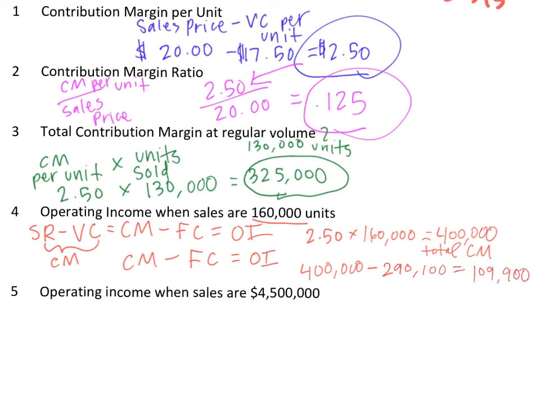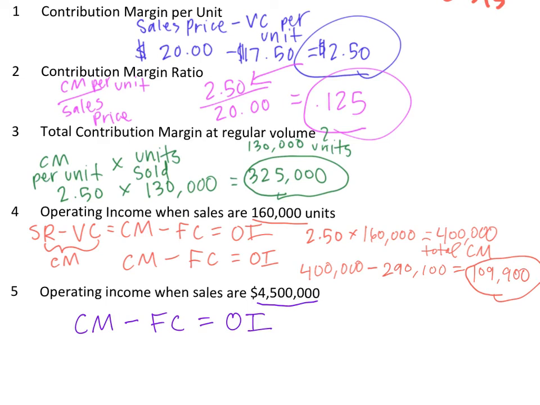$109,900. Now we'll move to our final question that we're answering, which is the operating income when sales are 4.5 million. So the first thing we need to do is remember that we're going to use our shortcut formula to calculate operating income, which is contribution margin minus fixed costs equals operating income. So our first step should be to calculate total contribution margin when our total sales are 4.5 million.